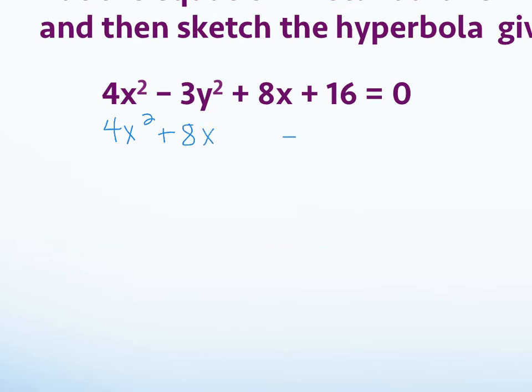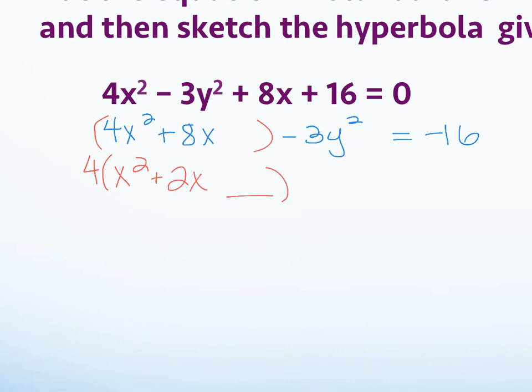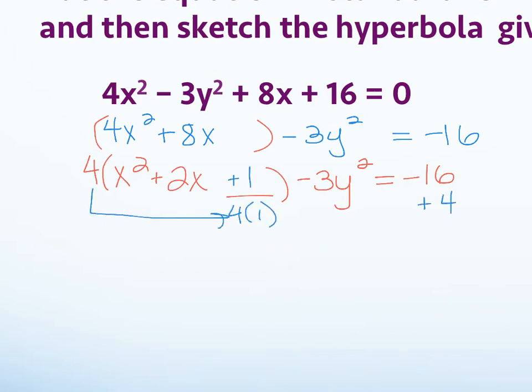This time, there's only a y squared. There's no y, which means that is a completed square. I don't have to do anything with the y yet. I'm going to group the x's, take out the 4. A couple of you made mistakes taking out that second term. Don't forget to take it off that 8 too. Then take the 2, divide it by 2, it's 1, square it, it's 1, and don't forget to multiply by the 4. So I get 4 times (x plus 1) squared minus 3y squared equals negative 16 plus 4, which is negative 12.